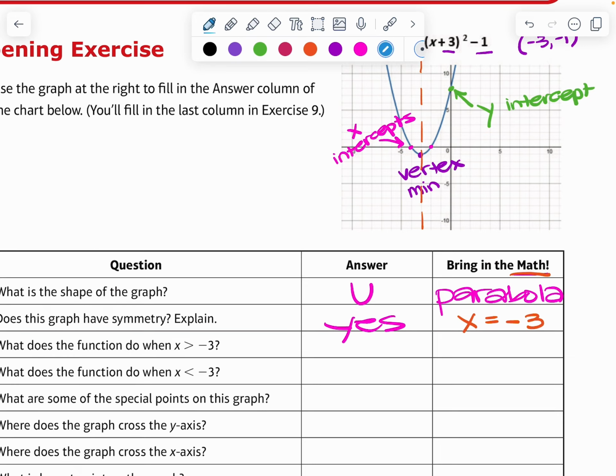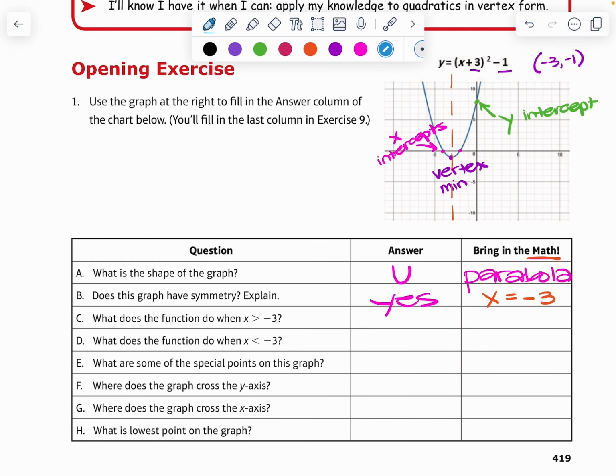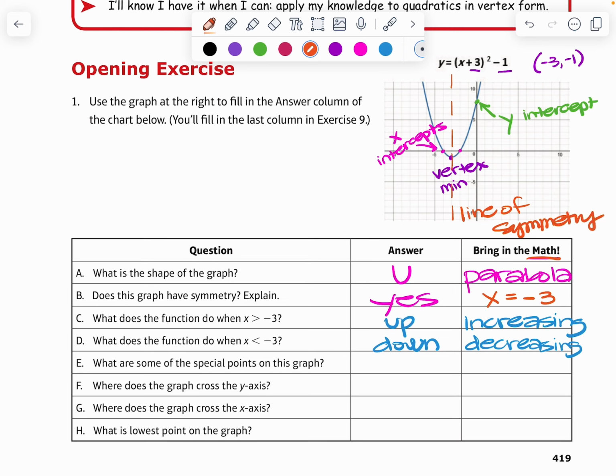All right, keep going. What does the function do when x is greater than -3? Oh, it starts increasing or going up, right? So the math word would be increasing. The other one would be going down before that line of symmetry. That's decreasing. In fact, let's label this our line of symmetry. Ta-da! There you go.